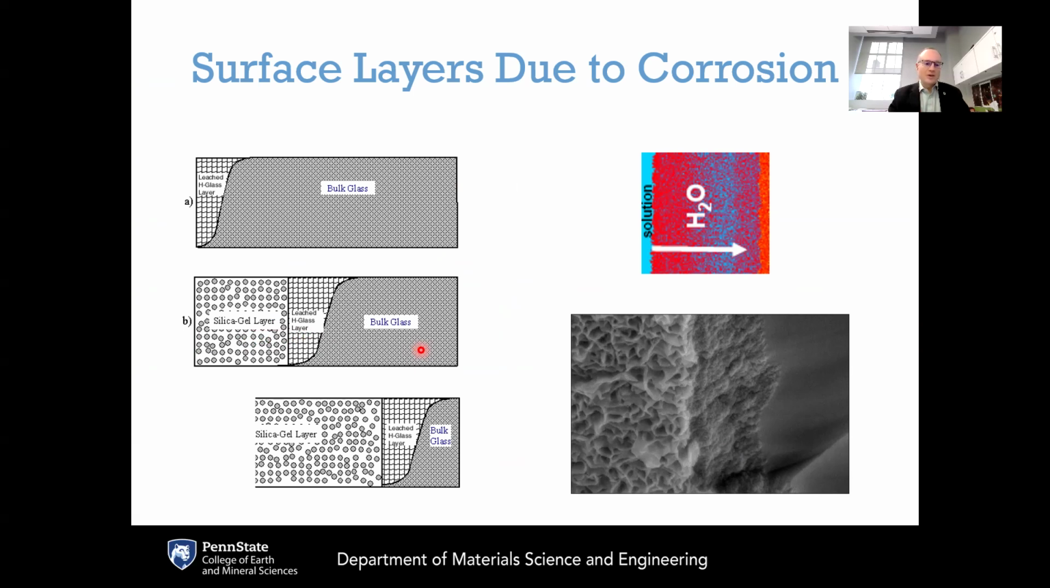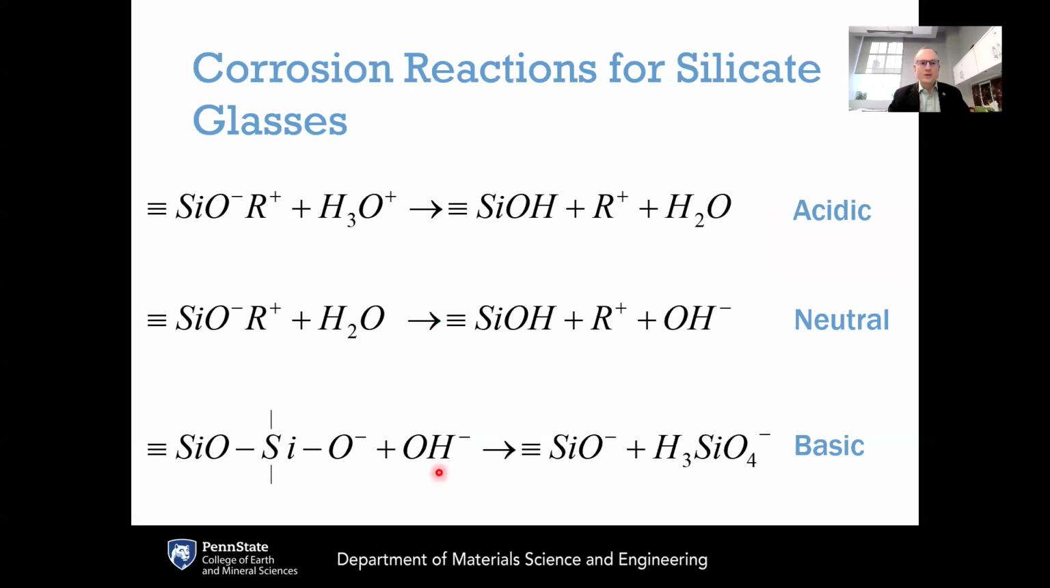And what we see is that over time, as corrosion continues, the thickness of the silica gel layer becomes thicker and thicker, and that creates a moving front or a moving interface between the gel layer and the leached layer, and between the leached layer and the bulk glass layer. Now, what are some of the corrosion reactions for silicate glasses?